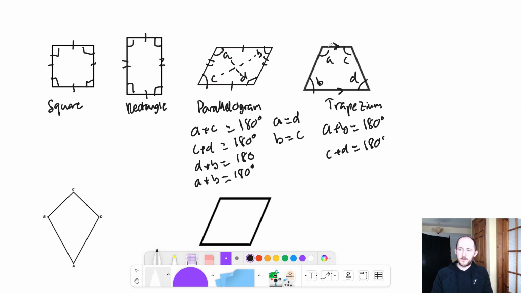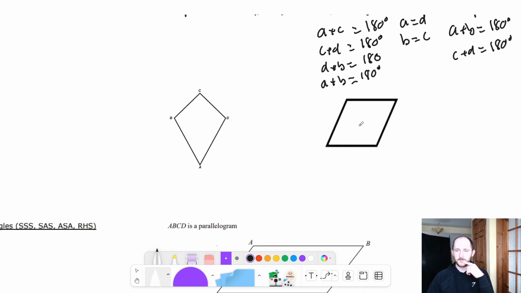So a few differences between a trapezium and a parallelogram. Obviously only one pair of sides is parallel. But A plus B is 180. C plus D is 180. But A plus C and B plus D do not add up to 180. And the opposite angles are not equal. Okay? So only kind of the vertical sides add up to 180, I guess you could say.